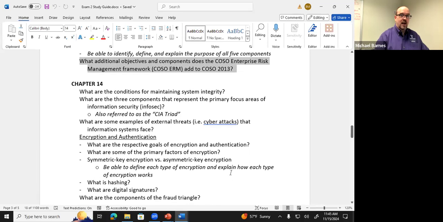Chapter 14, what is the CIA triad? Confidentiality, integrity, and availability. All 3 aspects have to be in place for information to be secure. Okay, information has to be kept confidential, has to have integrity, has to be made available. If any of those fail, then information security has lapsed.